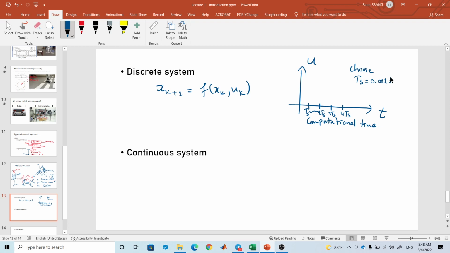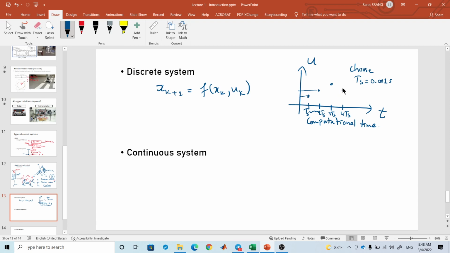So you give time to the processor, to the digital computer, to compute. You give 1 millisecond to the processor to compute the value of the input. Let's say at the first sampling time you compute this value, and at the next sampling time you compute this value. The next sampling time you compute this value, and at the next sampling time maybe it drops to here. So this is a form of discrete.